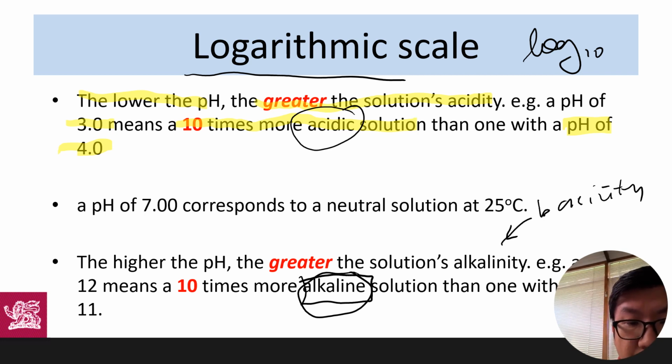The larger the number, the more alkaline the solution is, and in fact in powers of 10. And if you're talking about acidity, then it's increasing by 10 times as you go towards 0, or you go lower.